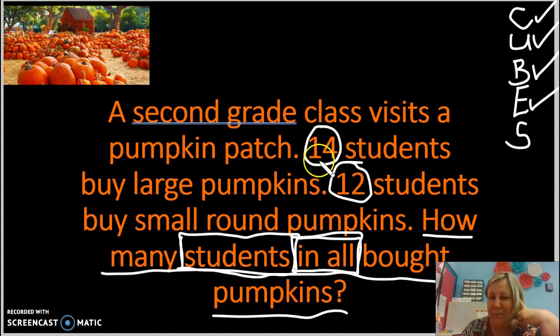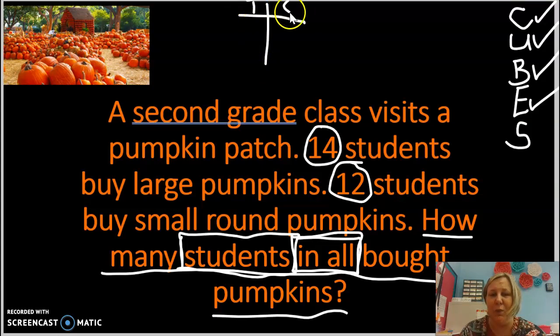I'm going to use my base 10 blocks to add these up. So I'm going to go ahead and draw out my 10s and my 1s. And I have 14 students. So that's 1 ten, then 1, 2, 3, 4 ones, and my next number is 12. 1 ten and 2 ones.